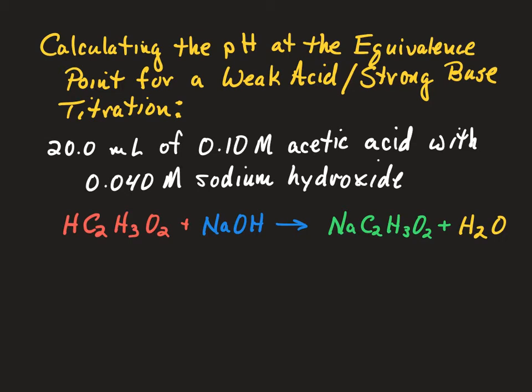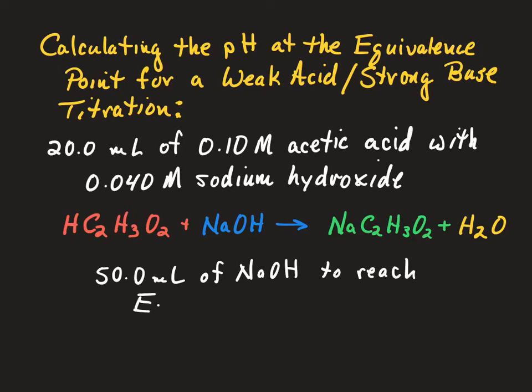We figured out that we would need 50 milliliters of our sodium hydroxide solution to reach the equivalence point. And that when we reach the equivalence point, the pH would be 8.60. That's all fine information. But remember, we knew our concentration of acetic acid at the beginning, and we knew our concentration of sodium hydroxide.